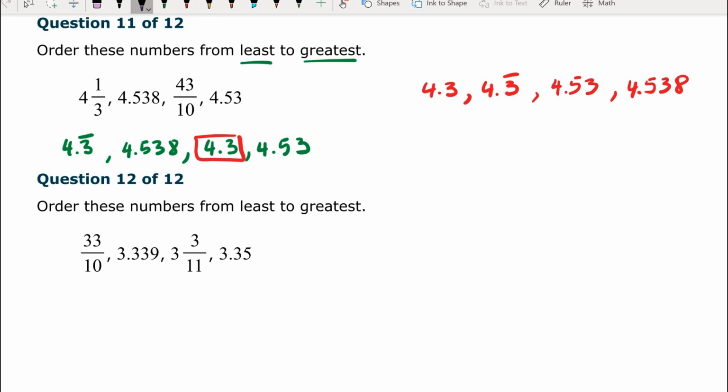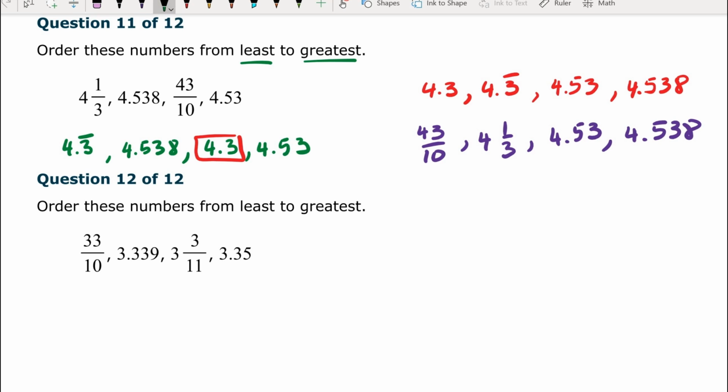And then don't forget to rewrite them back in their original form. So this will be 43 over 10. This would be 4 whole and 1/3. And this would be 4.53. And the last one is 4.538. Alright, that is the final answer.